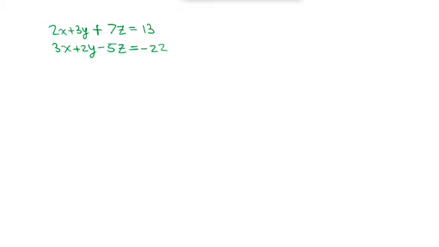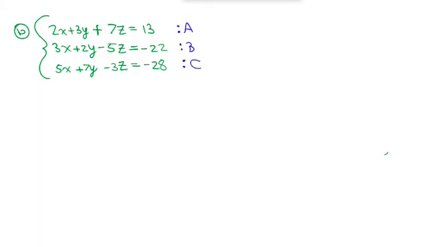This is number 10 out of the book, in case you want to double check I'm doing this right. 5x plus 7y minus 3z is equal to -28. 3 planes, and we're looking for their point of intersection. Okay. I'm going to start off calling the top one A, the middle one B, and the last one C. Equations A, B, and C.